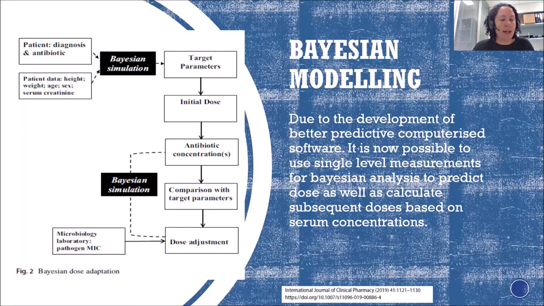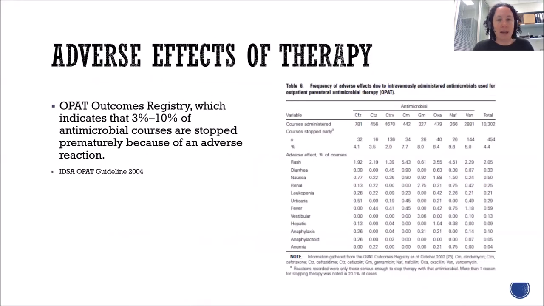OPAT is certainly an individualised service in the sense that we monitor all the patients in terms of drug choice, and then we also monitor all the patients quite closely for adverse drug reactions. And the OPAT Outcomes Registry indicates that about 3 to 10% of antimicrobial courses are stopped while on OPAT due to an adverse drug reaction. So again, close monitoring is exceptionally important on OPAT with appropriate blood tests for the relevant patient.